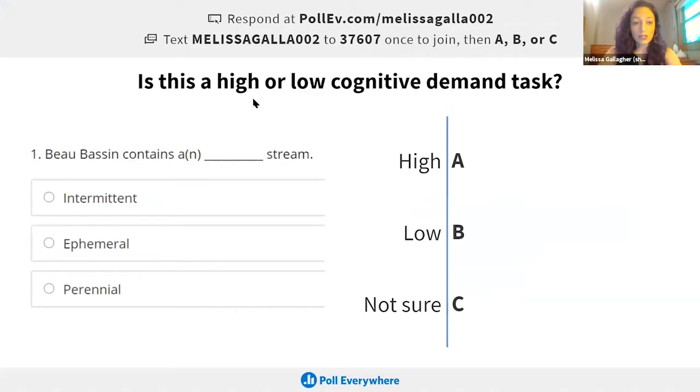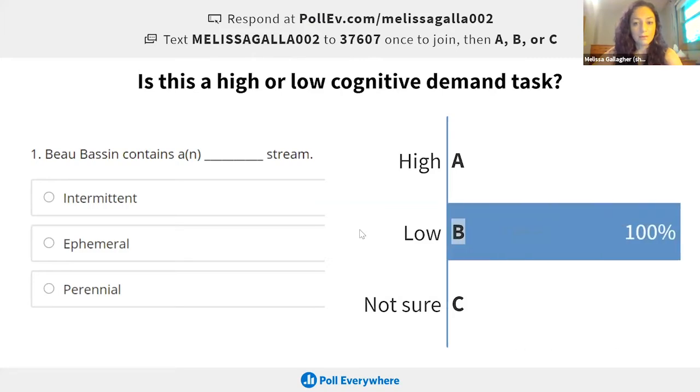So we are going to look at some tasks that come from HydroLearn. And again, it's not bad to have low cognitive demand tasks in HydroLearn. So there's no knocking on anyone who created low, because we do need both types. What I'd like you to do is I'm going to put up several tasks. Take a look at the task, and then you can either use your computer to respond at this website, or you could text in your response if you prefer. And I'd like to know, is this a high or a low cognitive demand task?